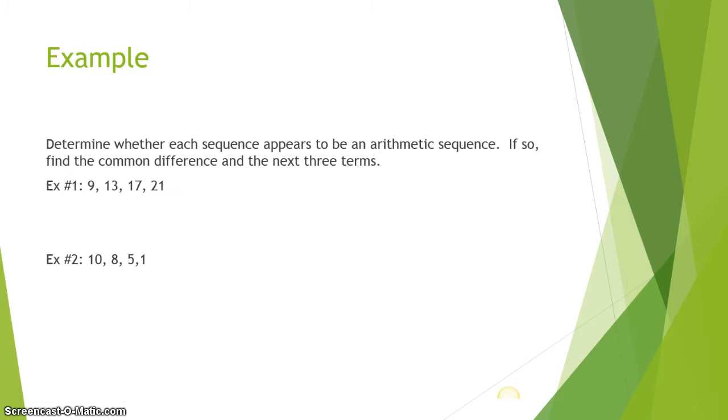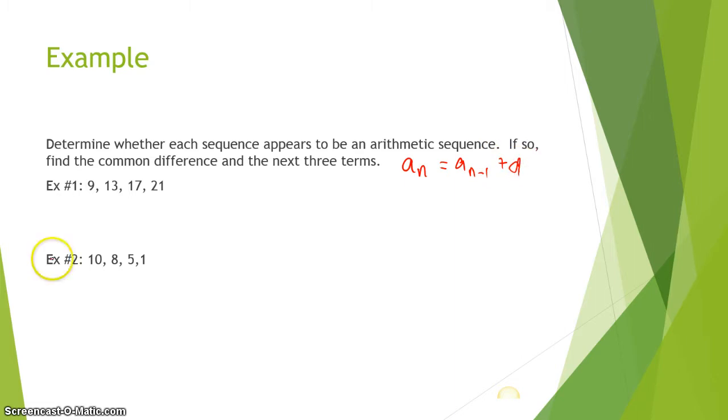Let's look at an example of working with values and recognizing if they are an arithmetic sequence. So it says, determine whether each sequence appears to be an arithmetic sequence. If so, find the common difference and the next 3 terms. So I'm going to use that formula that was on the previous slide to help me with this, where you have your a of n equals a of n minus 1 plus d.